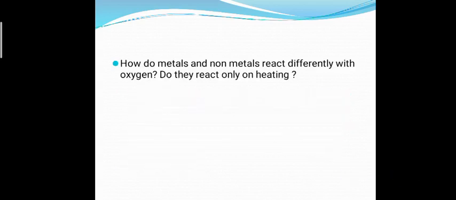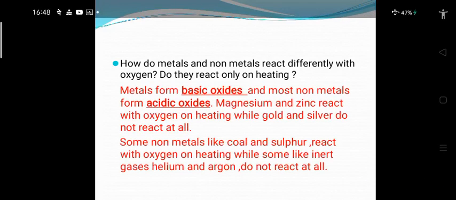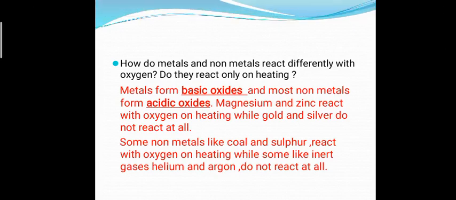How do metals and non-metals react differently with oxygen? Do they react only on heating? So metals form basic oxides and most non-metals form acidic oxides. Magnesium and zinc react with oxygen on heating, while gold and silver do not react at all. Some non-metals like coal and sulfur react with oxygen on heating, while some, like the inert gases helium and argon, do not react at all.